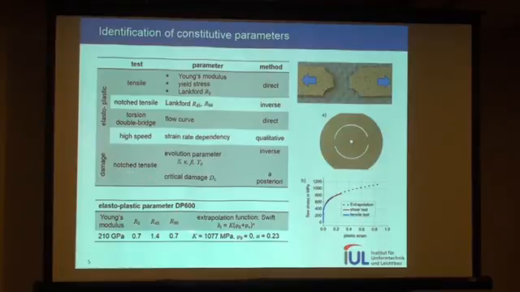On the bottom line, the elastoplastic parameters are given. And on the right-hand side, you see the flow curve, for the tensile test and for the torsion test. And you see the torsion test can reach much higher strains than the usual tensile test.